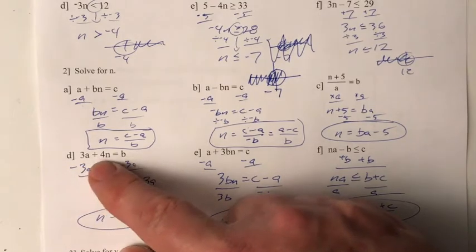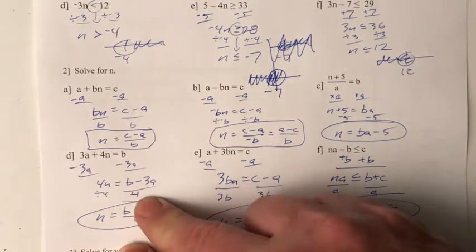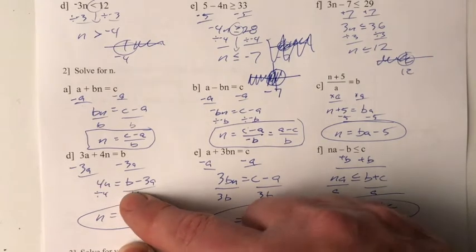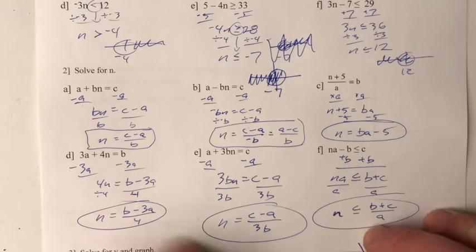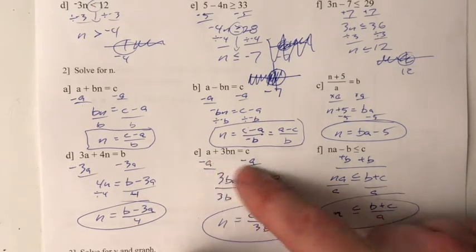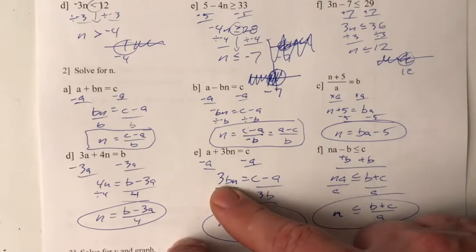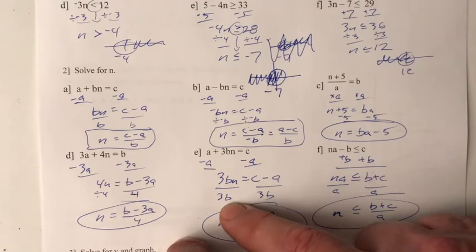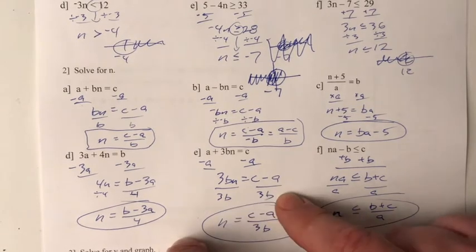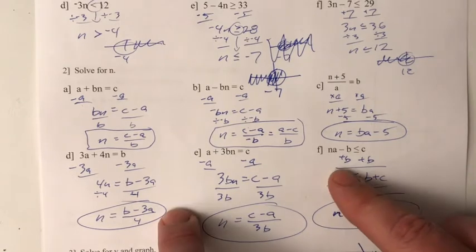Here's problem D. Solving for n, the first thing we want to do is get rid of the 3a, and then we want to get rid of the 4. 4 is connected with multiplication, so we get rid of it with division. That's the cleanest way to write that. We subtract a here, we get 3bn equals c minus a. This really messed with some. He's like, well, how do I do this? Well, the best way to do it is to divide by 3b. That's the quickest and easiest way to do it. You get c minus a over 3b, you're done.